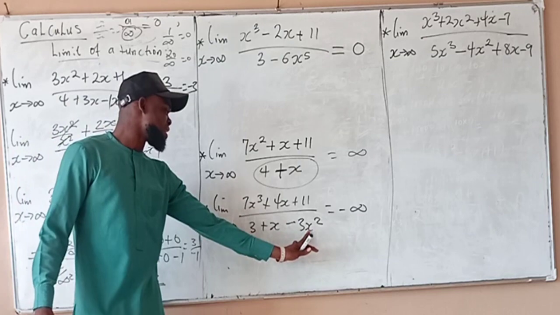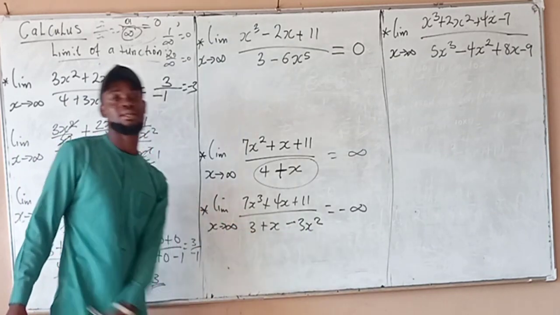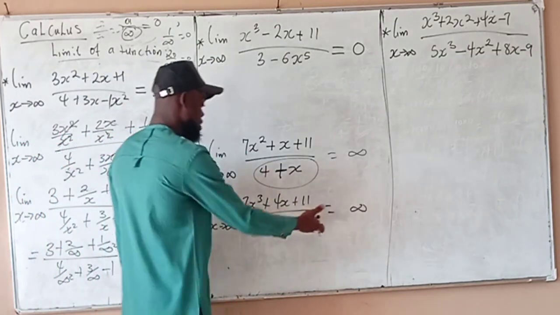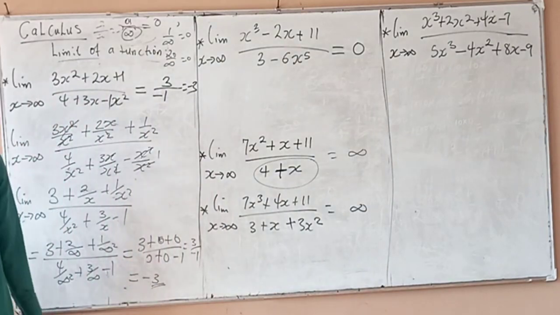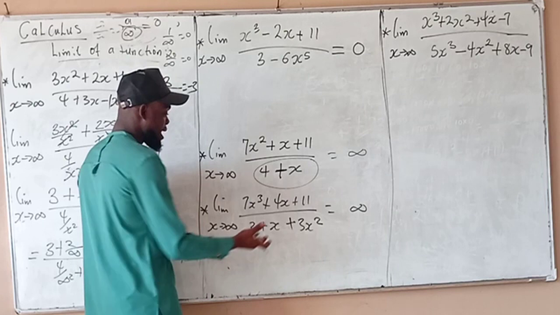Why? Because the highest power of s in the denominator has a negative coefficient. But this one is positive, so it becomes positive infinity. But this sign will regulate the sign of that infinity. Take note.